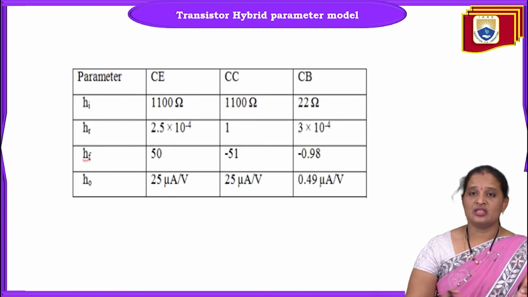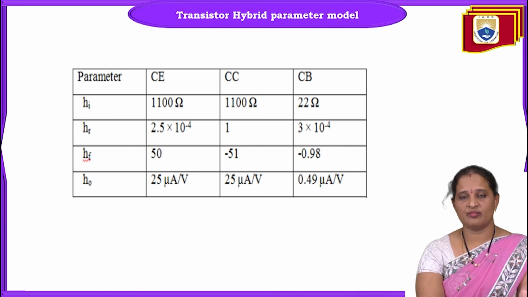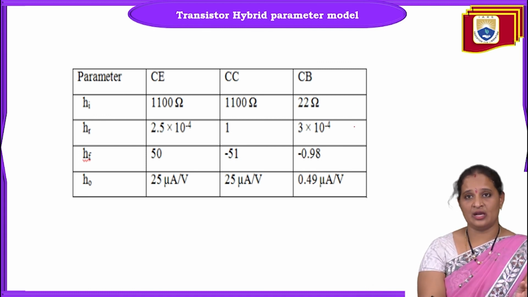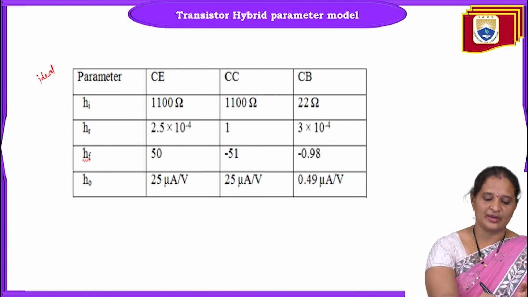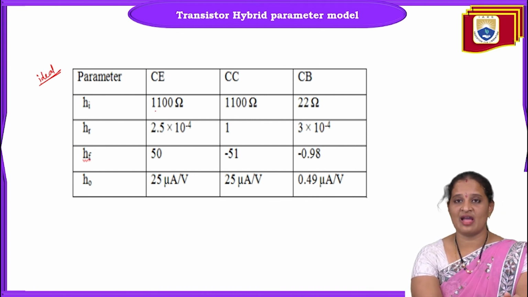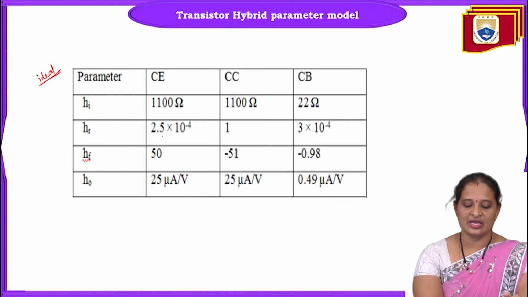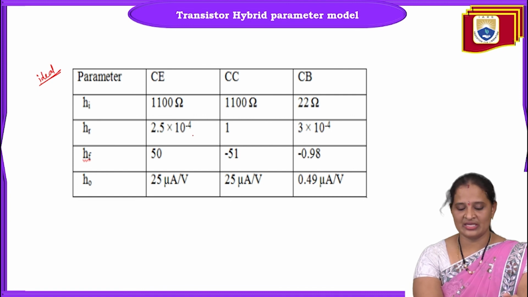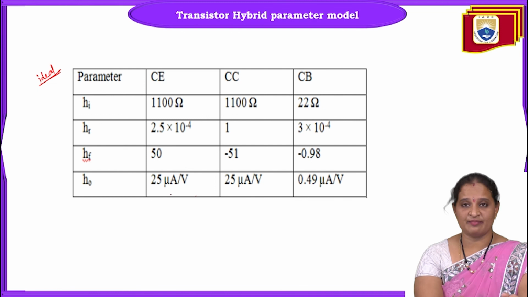And here, as I told you, the H parameter values are given by the manufacturer itself. So these are the typical or ideal values of H parameters for the 3 different configurations of the transistor. In common emitter configuration, HIE value is 1100 ohms. HRE value is 2.5 into 10 to the power of minus 4, because this is reverse voltage gain, unitless. So that is why we don't have any unit here. And HFE is the forward current gain, which is 50. It is also unitless. Whereas the admittance HOE typical value in common emitter configuration is 25 microamperes per volt. It is admittance, current to voltage, so amperes to volts.